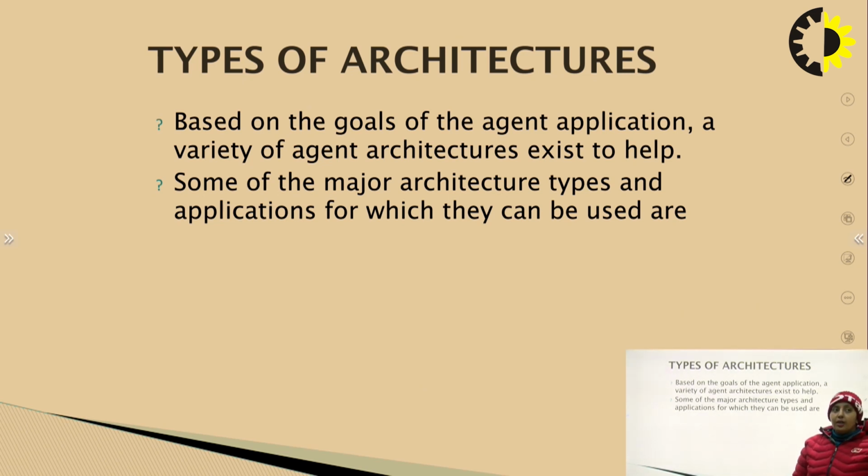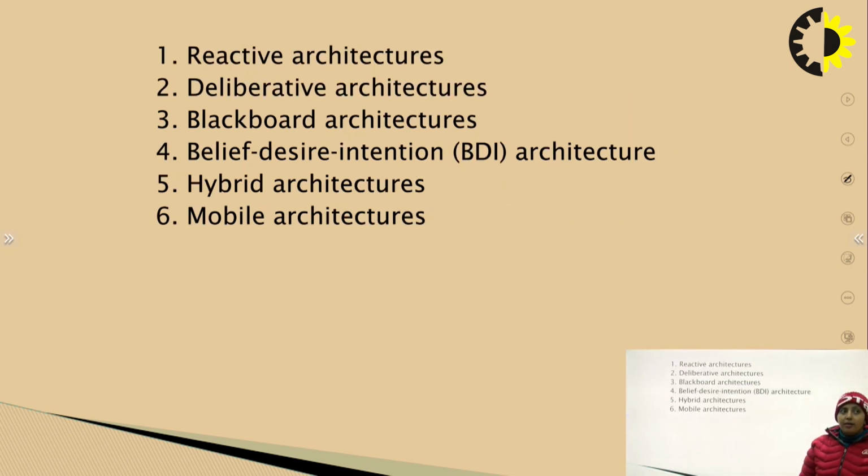Some of the major architecture types and the applications for which they can be used are here. These six are the types of architecture. First is the reactive architecture, then deliberative architecture, blackboard architecture, belief, desire, intention architecture, hybrid architecture, and the last one is the mobile architecture. So let me explain all the architectures one by one.